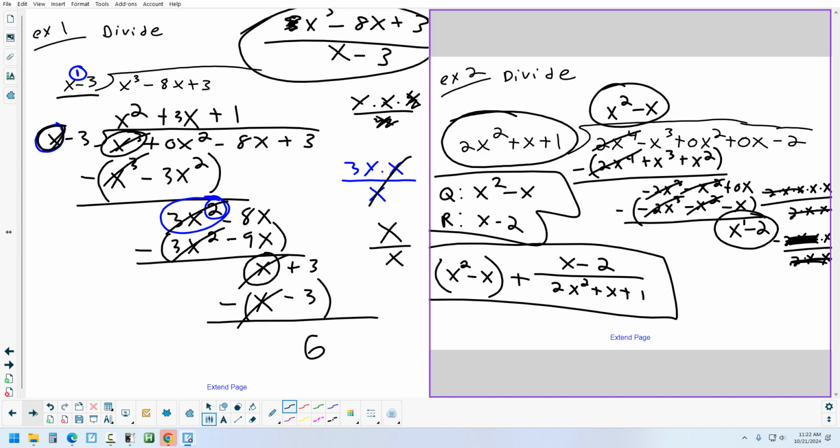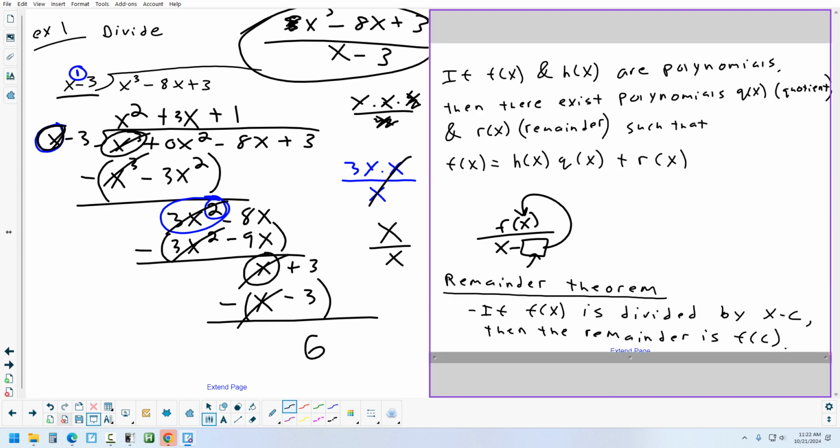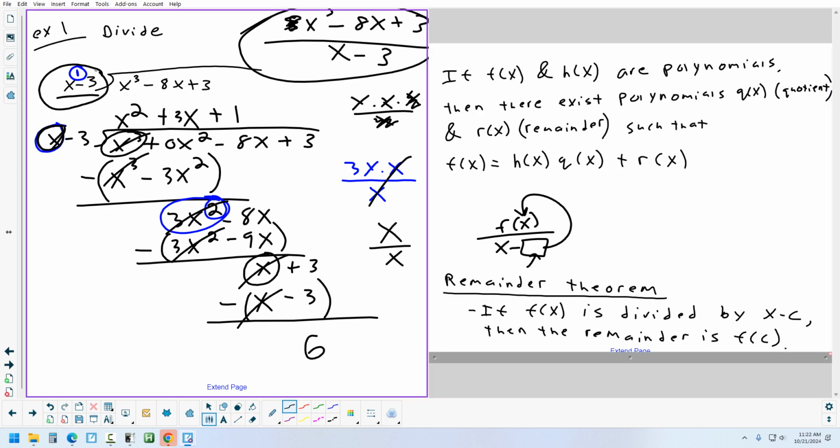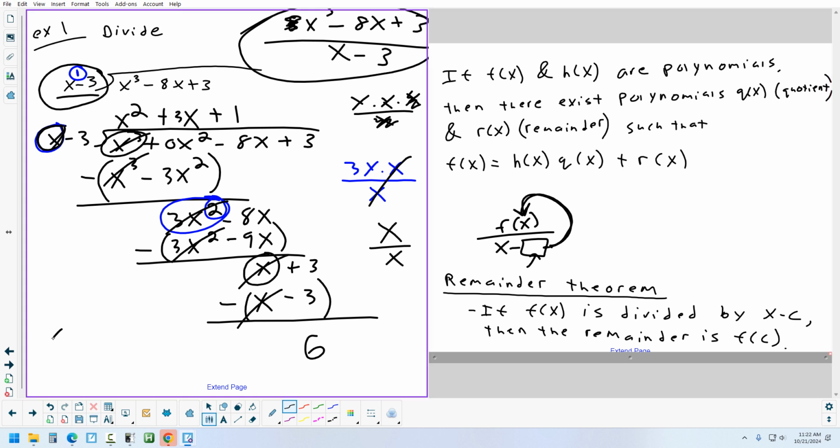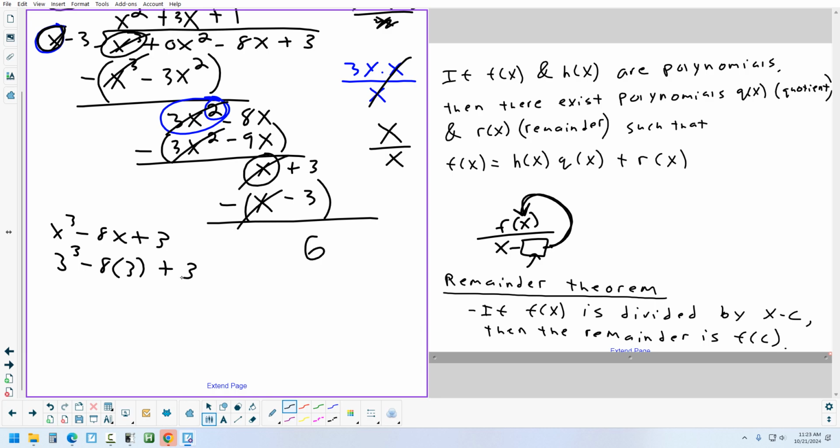Was the denominator on the first problem, right here, x minus a number? Yeah. What's the number that's in the box after the minus sign? It's a 3. So let's take the number 3 and fill it into the top and watch what happens. Here's the top: x cubed minus 8x plus 3. Fill in the number after the minus sign: 3. 3 cubed minus 8 times 3 plus 3.